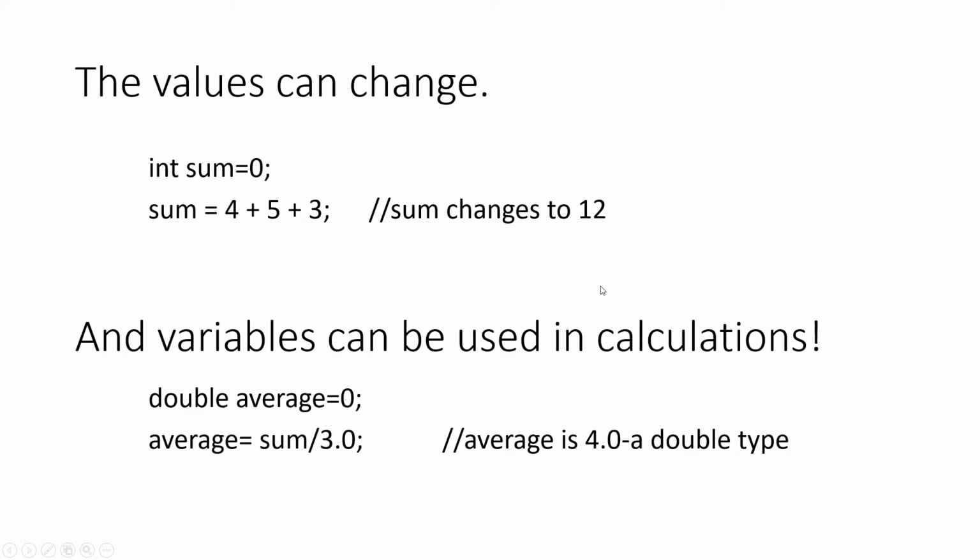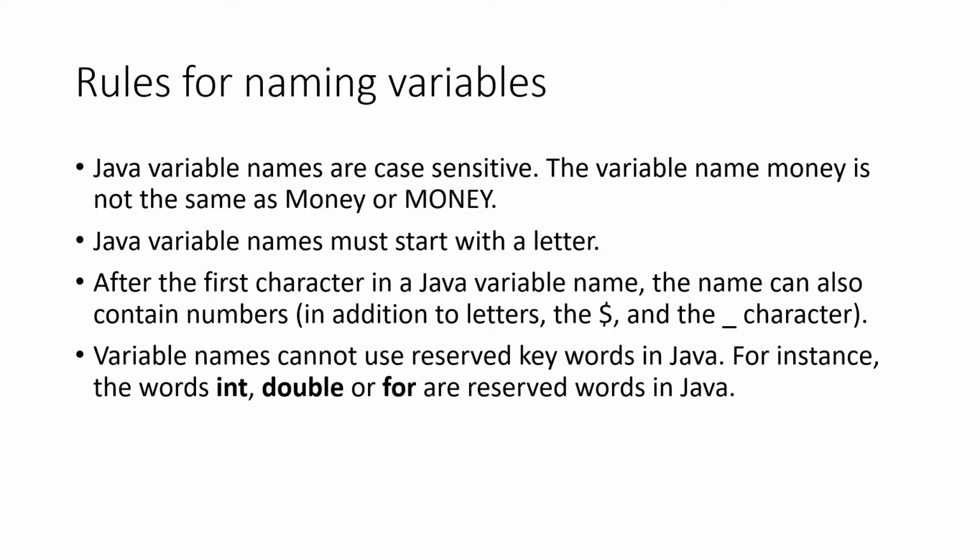Okay, last of all, are rules for naming variables. And what I want to talk about here is that they're case sensitive. If you call it money with all lowercase, it's not the same as any other variable that will have an uppercase letter. Additionally, all variable names must start with a letter. So you have to have a letter in the first character space of a variable name.